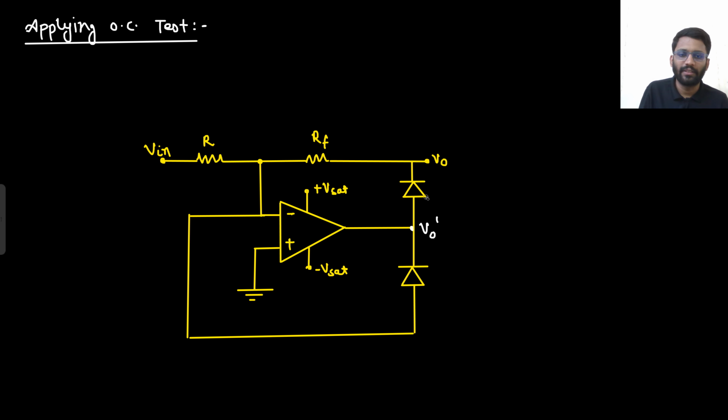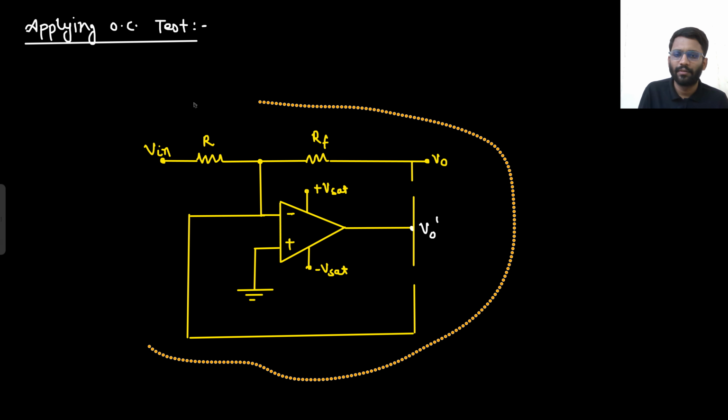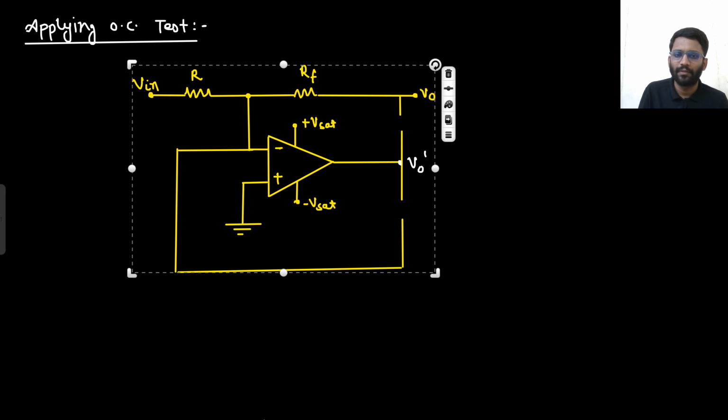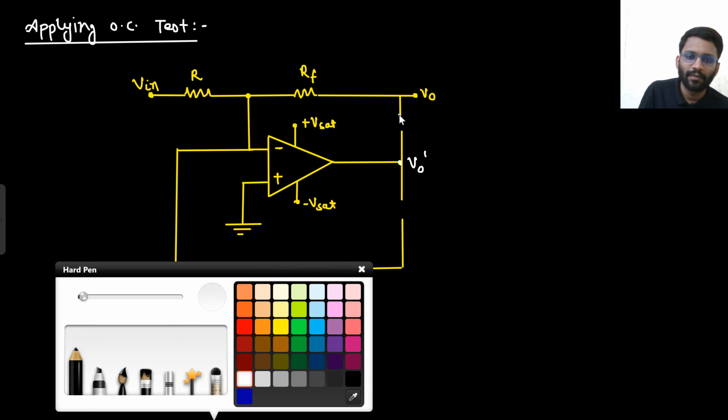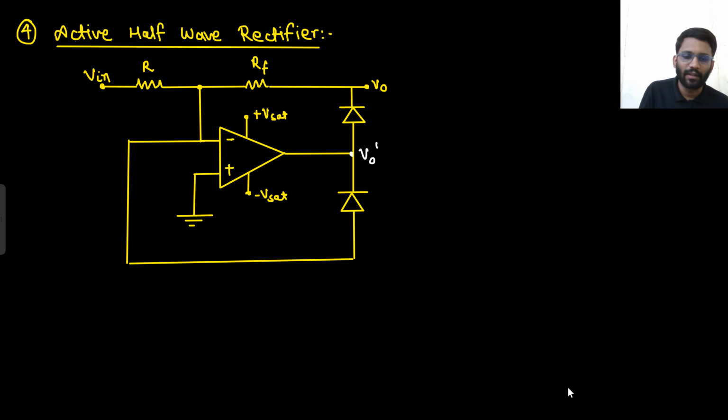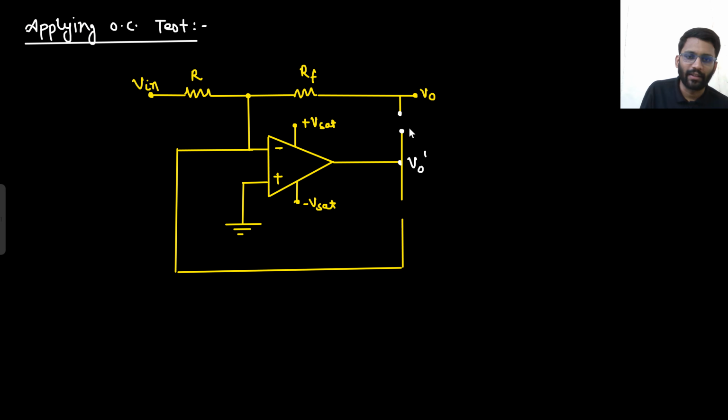So I will open circuit these diodes. These diodes will be open circuited. I also should write down the polarity, P N. This was also N P, right?